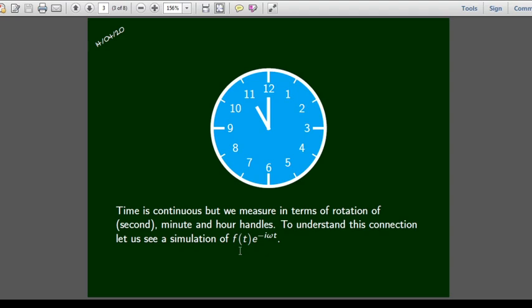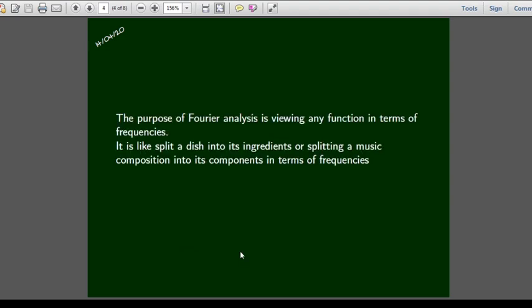So this slide shows you the continuous time domain is transformed into frequency domain with the help of an analog clock. Now the purpose of Fourier analysis is viewing any function in terms of frequencies. That's all. It is like splitting a dish into its ingredients or splitting a music composition into its components in terms of frequencies. What is the advantage of doing this?